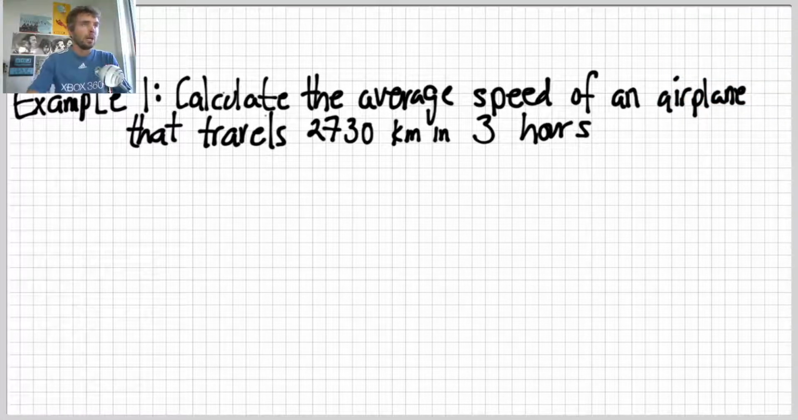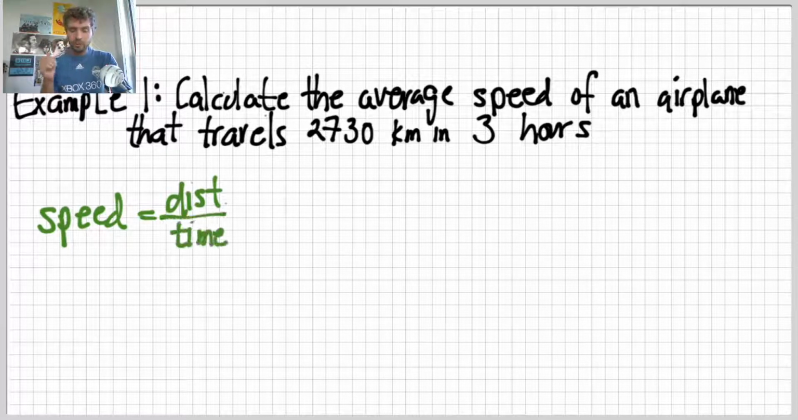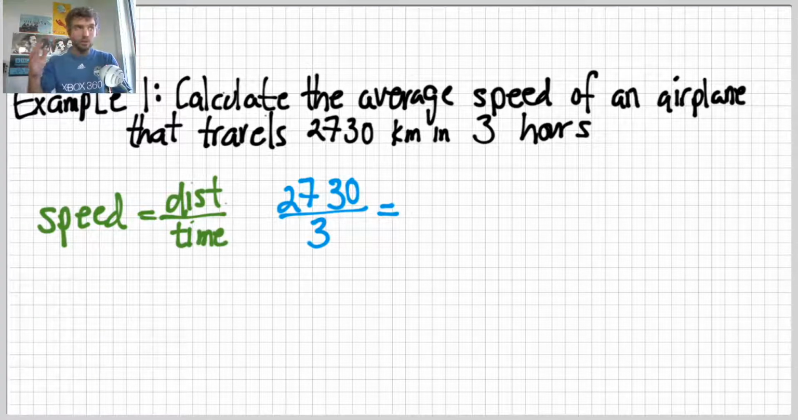This problem says: calculate the average speed of an airplane that travels 2,730 kilometers in 3 hours. The way we do this is using our formula for speed equals distance over time. So we do the distance, 2,730, divided by the time, 3 hours.